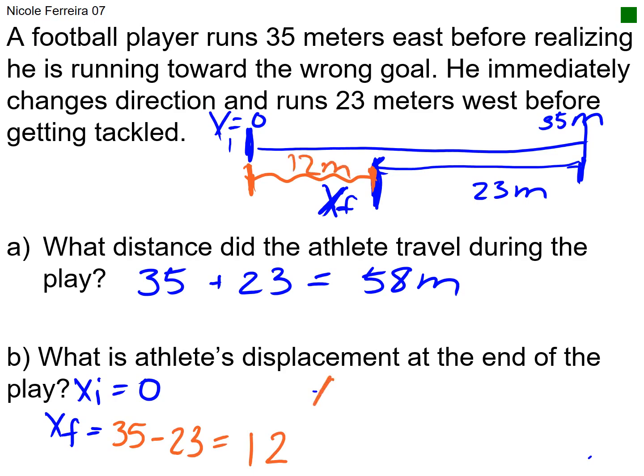Now that we know this distance right here is 12 meters, we can do change in x equals xf minus xi. So 12 minus 0 is equal to 12 meters. All right, and there we have it.